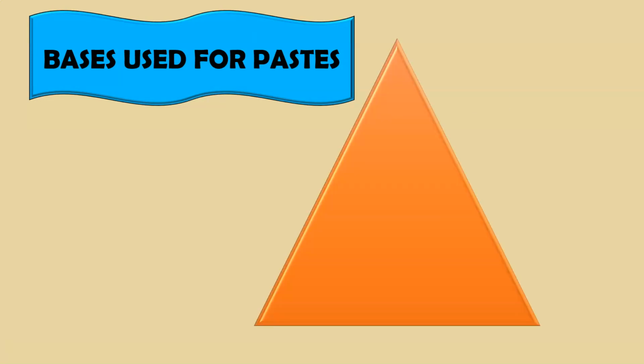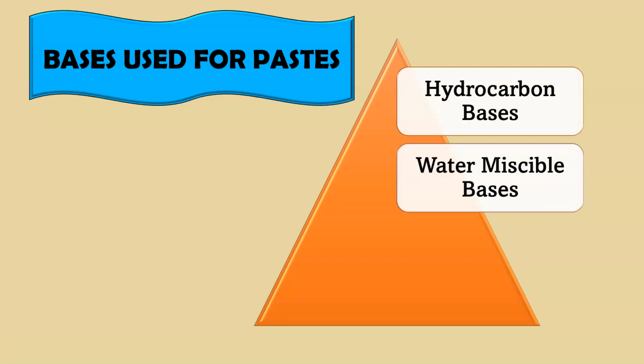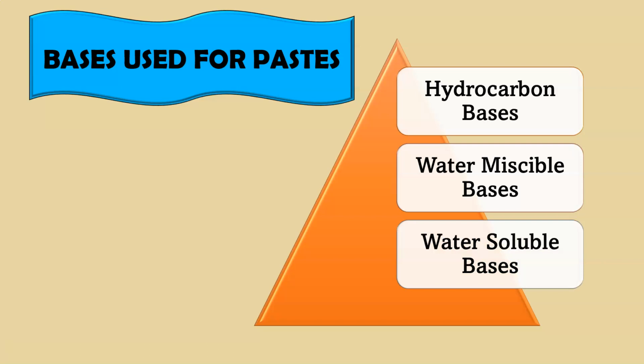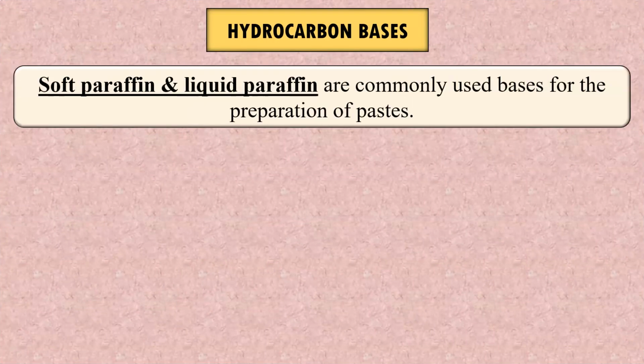Now let us see the bases that are used for formulation of paste. First is the hydrocarbon bases, second is the water miscible bases, and third one is the water soluble bases. These bases are used in formulating the paste. Now first, the hydrocarbon bases. Soft paraffin and liquid paraffin are some examples of hydrocarbon bases that are commonly used for the preparation of paste.